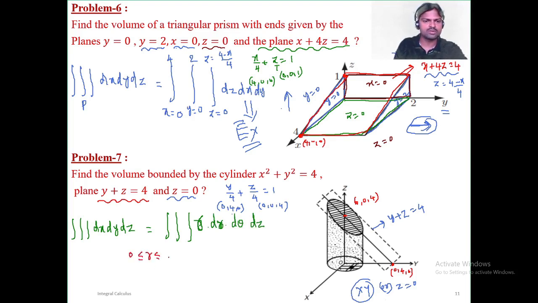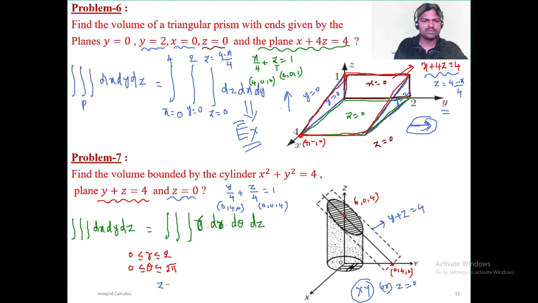So radius is from 0 to 2, because the cylinder radius is 2 units. R is over. Next, theta. So theta varying from where to where? Theta is nothing but the base angle, right? It is around the z axis, therefore it has to move completely, so 0 to 2 pi. So theta is also over. And next, what is left?